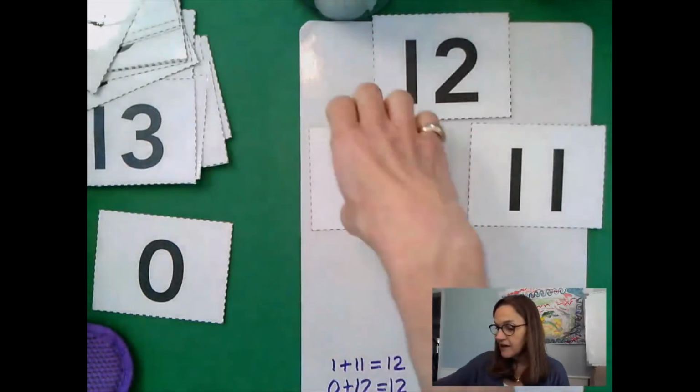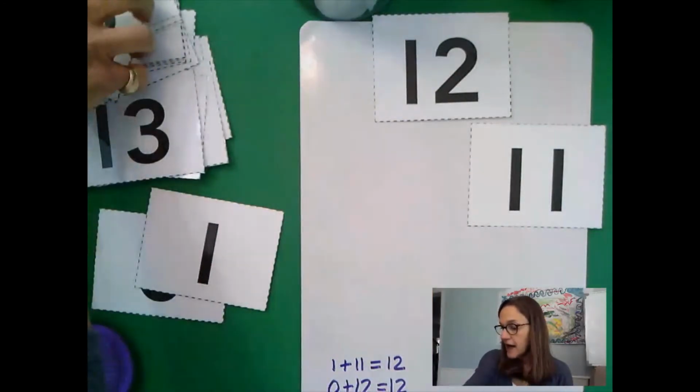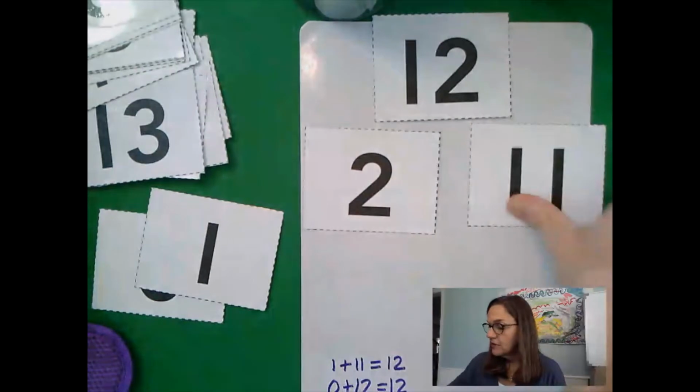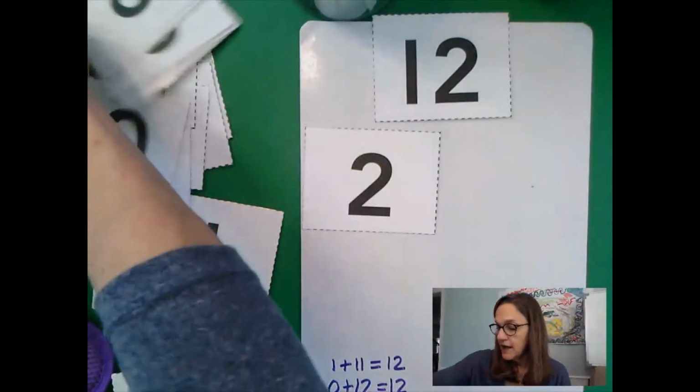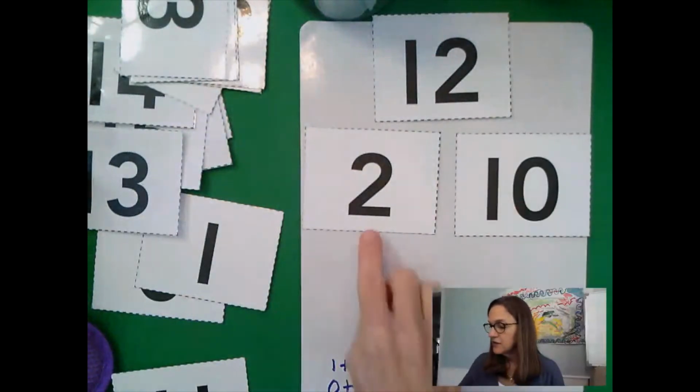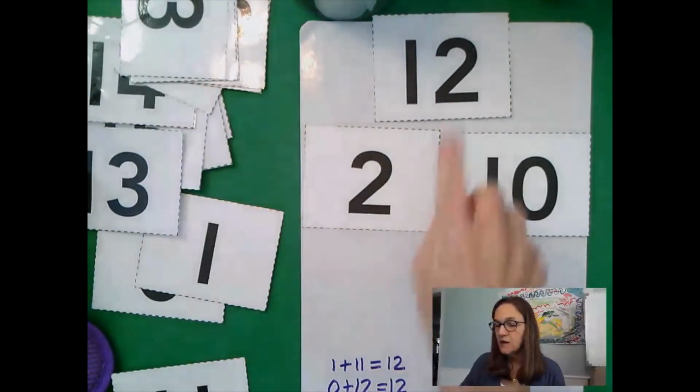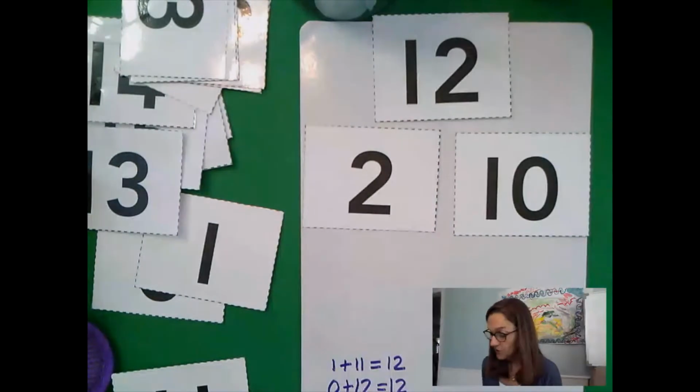Okay, all right, let's trade out the 1 for a 2. Then we're going to have to trade out the 11 for a 10, because 2 plus 10 equals 12, and 10 plus 2 equals 12.